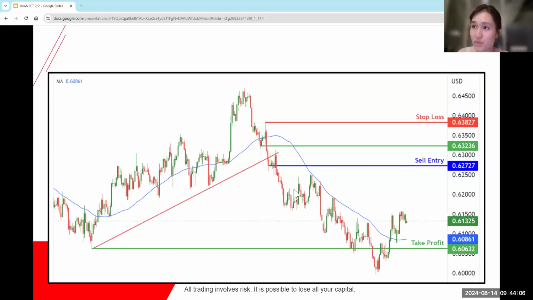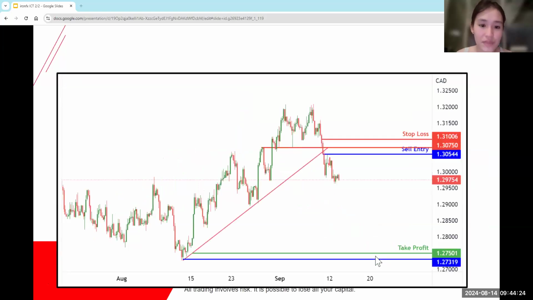Price continues to move below your moving average, and you were right, so you get your take profit here. And once price moves above your moving average, you're stopped out anyway, but you had already gotten that take profit. Okay. Another example, price moving below this ascending trend line. So it is a bearish signal, going in for a sell towards our take profit here.